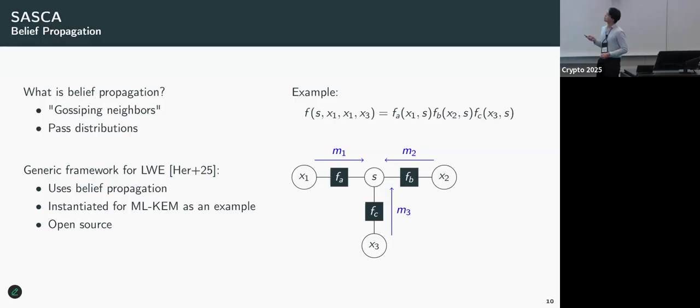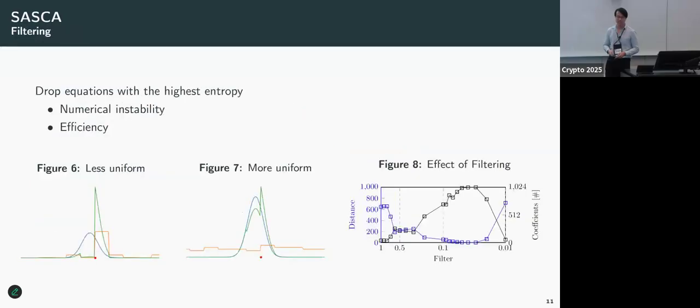We use the generic framework for solving learning with errors problems proposed by Hamelin et al., and we instantiated it with belief propagation. It was originally instantiated for ML-KEM as an example, and that works well. We instantiated it for ML-DSA here, and it's open source.